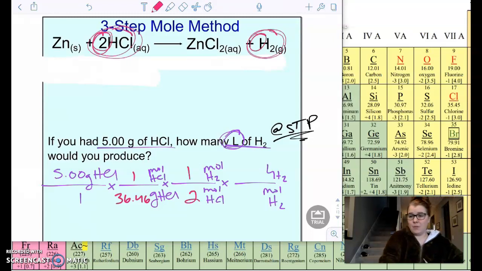And then our molar volume value, if you remember, is 1 mole of any gas at STP is equivalent to 22.4 liters. Everything cancels out. We should be good to go to solve.